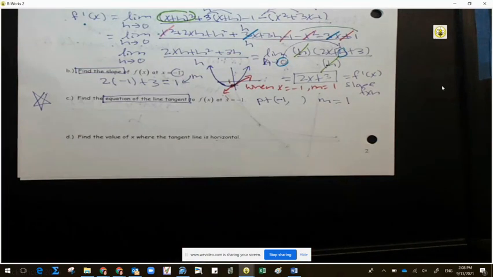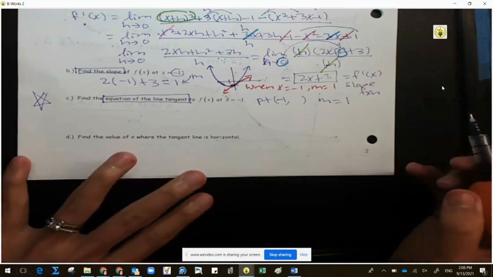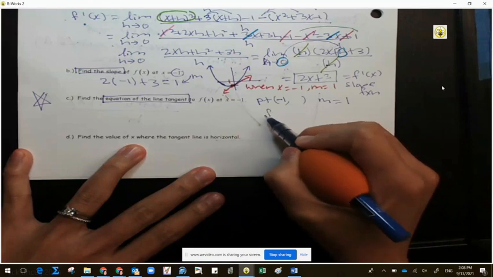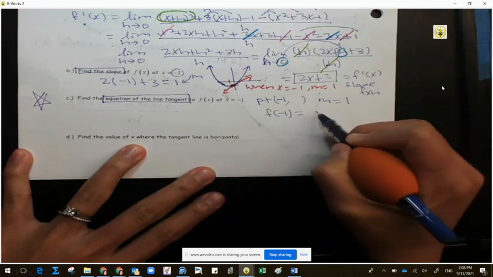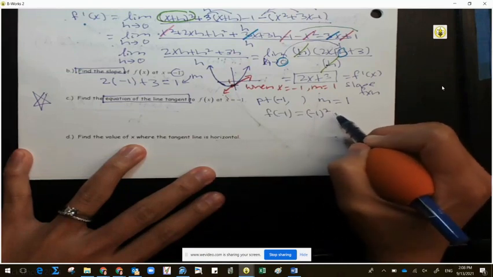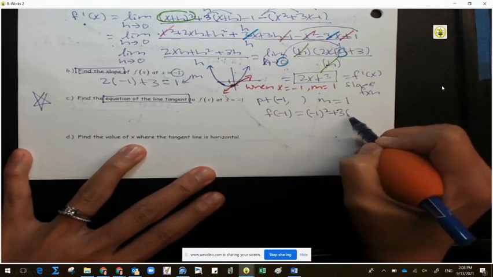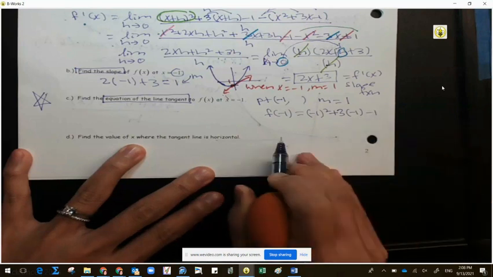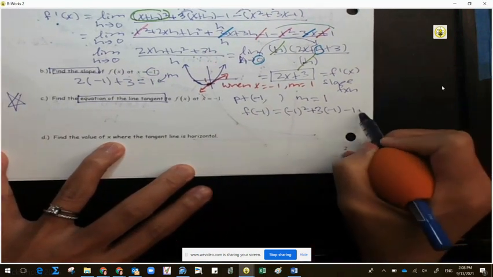Could I now plug it back into my original function to find out what the y-coordinate is? Yes, I can. So for the original function, we have f of negative 1 is equal to negative 1 all squared plus 3 times negative 1 minus 1. And that's going to give us what number?